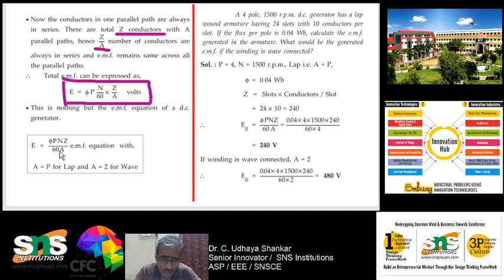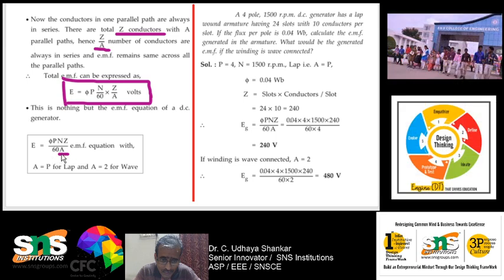So in the formula phi Z N P by 60A, A will be equal to P if it is lap winding, and A will be equal to 2 if it is wave winding. This is what you want to remember.